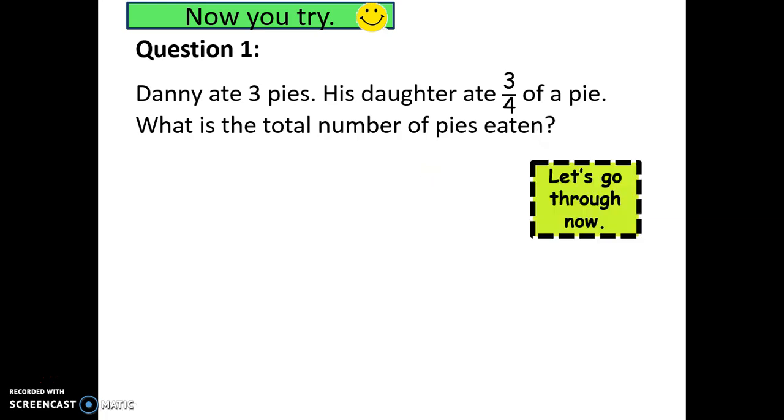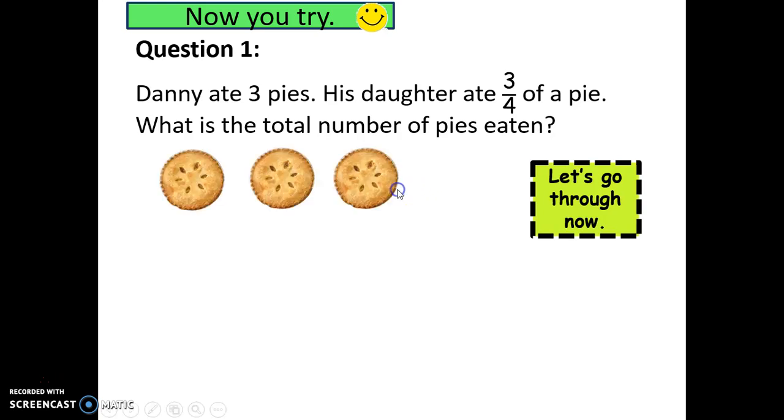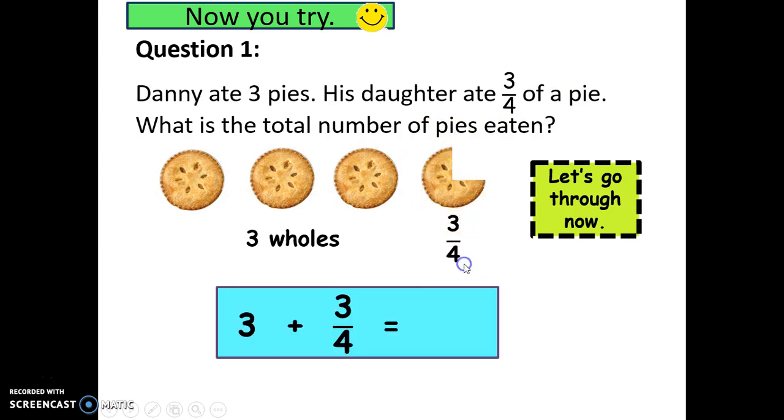Okay, now let's go through this together. Now, 3 pies. That means you have 3 wholes. 3/4 of a pie, which means that it's 3 parts out of one whole, so you have 3/4. And the equation is 3 plus 3/4, that gives you 3 wholes and 3/4, or you can call it 3 and 3/4. This is the mixed number.